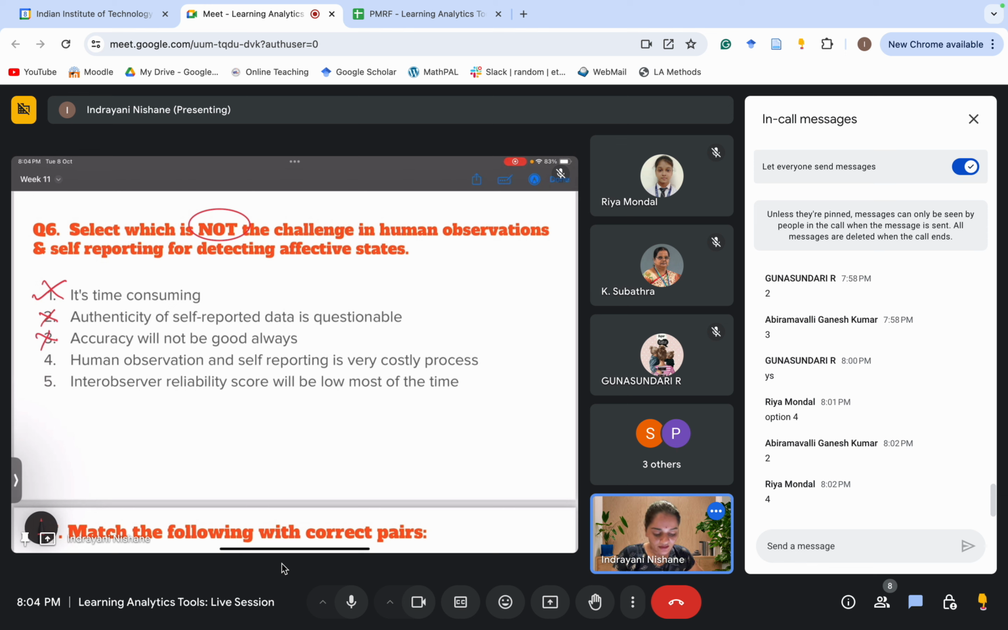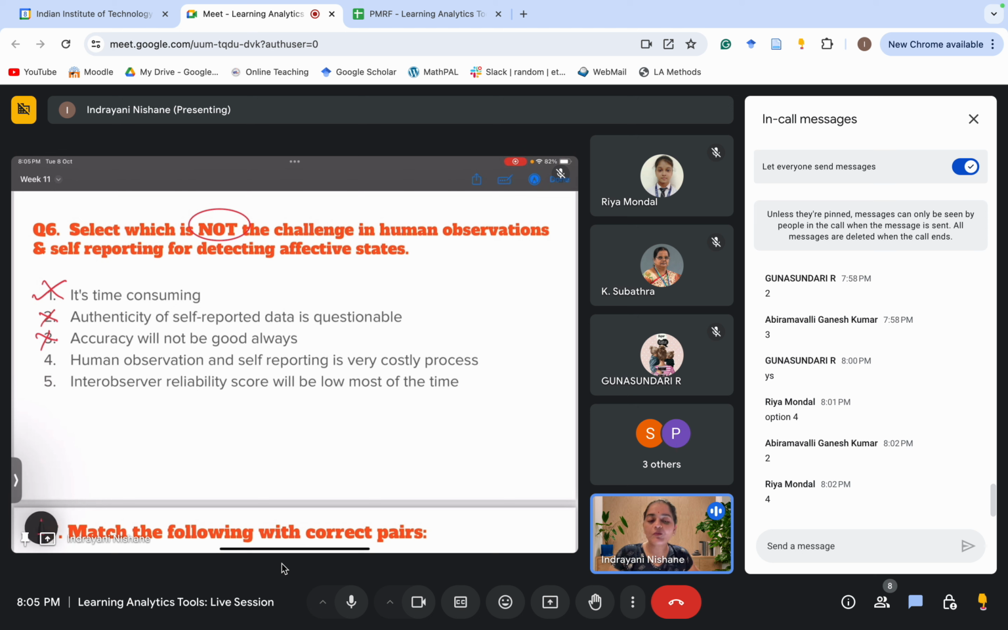Then statement 4 is human observation and self-reporting is a very costly process. When we are asking fellow human observers to come and observe the classroom, to note facial expressions and affective states of each and every learner, we are just asking for their time and maybe some payment, but it is not as costly as buying sophisticated sensors to detect that. Okay, so now we will just keep this option on hold.